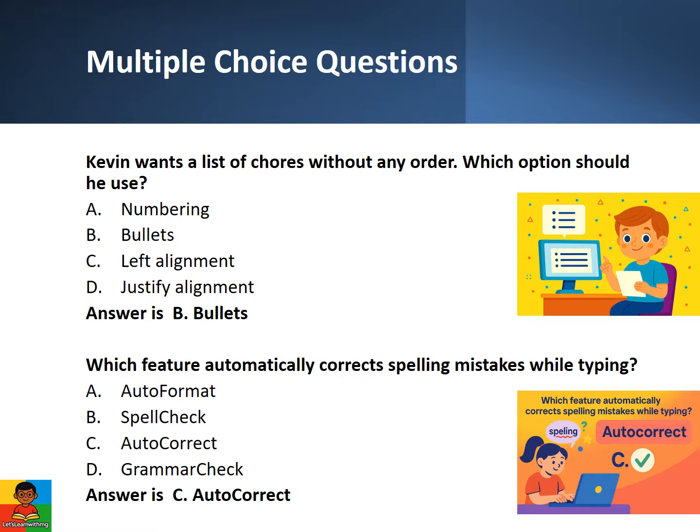Question 10. Which feature automatically corrects spelling mistakes while typing? A. Autoformat. B. Spell check. C. Autocorrect. D. Grammar check. The correct answer is C. Autocorrect.